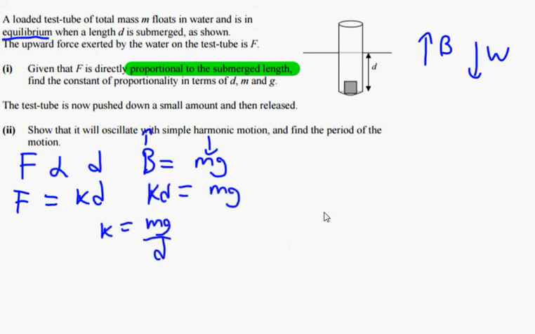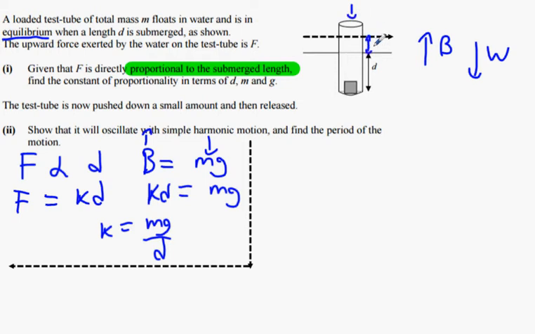Handy enough. Now, next part after that is the tube is now pushed down a small amount. I'm going to use a dotted line to represent the old displacement compared to the new. So you push it down, and we're going to call this a displacement x. Is that alright? So what goes up equals what goes down. Your whole goal of this question is to show that it will do simple harmonic motion. You are trying to set up a equals minus omega squared x.